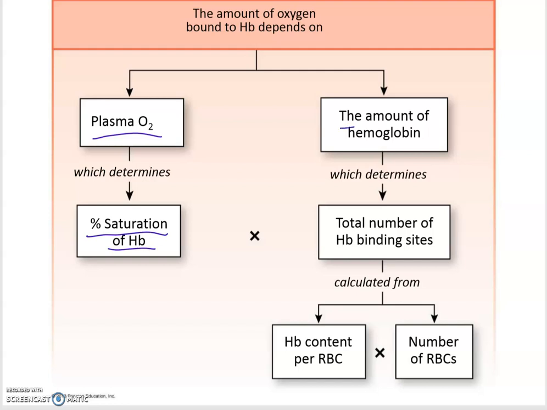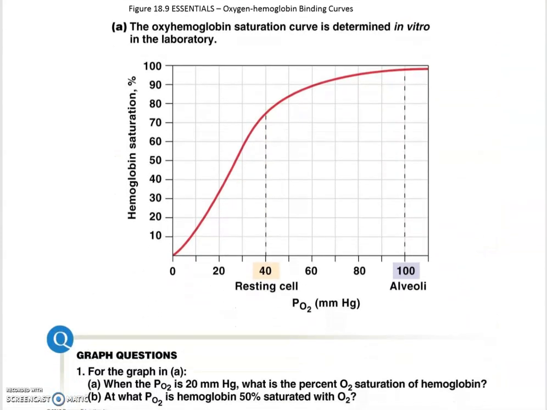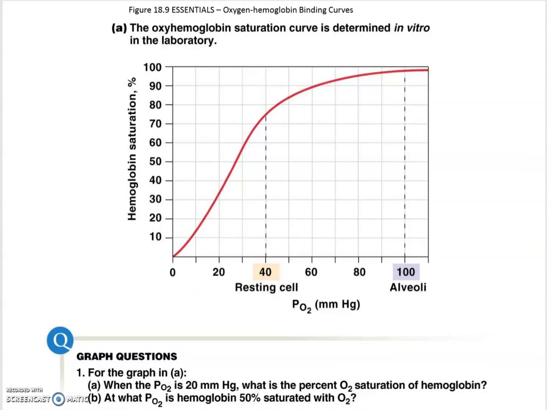It also depends on the total amount of hemoglobin that's available, which determines the total number of hemoglobin binding sites for oxygen. And you can calculate that by the hemoglobin content per red blood cell times the number of red blood cells. Remember, you have about 5 million red blood cells per microliter, and so that times 1,000 will be per milliliter, and that times 1,000 will be per liter, and then you have 5 liters. And so if you can't sleep at night, that's a nice calculation that will probably put you to sleep. So now let's move on to some interesting physiology.